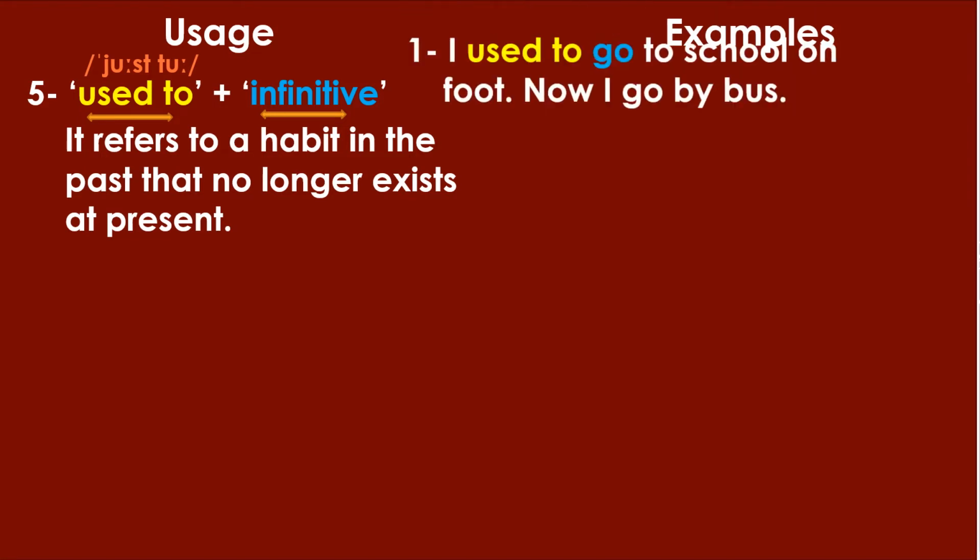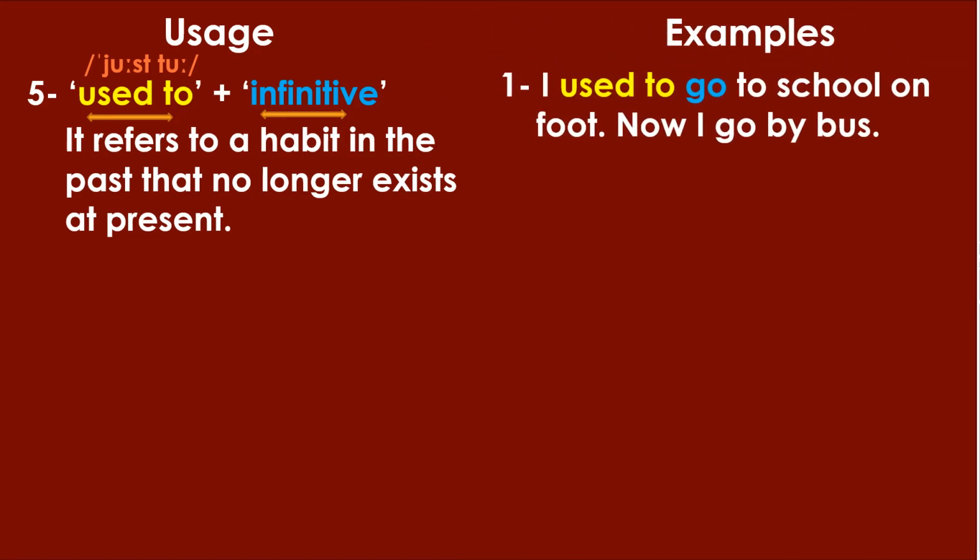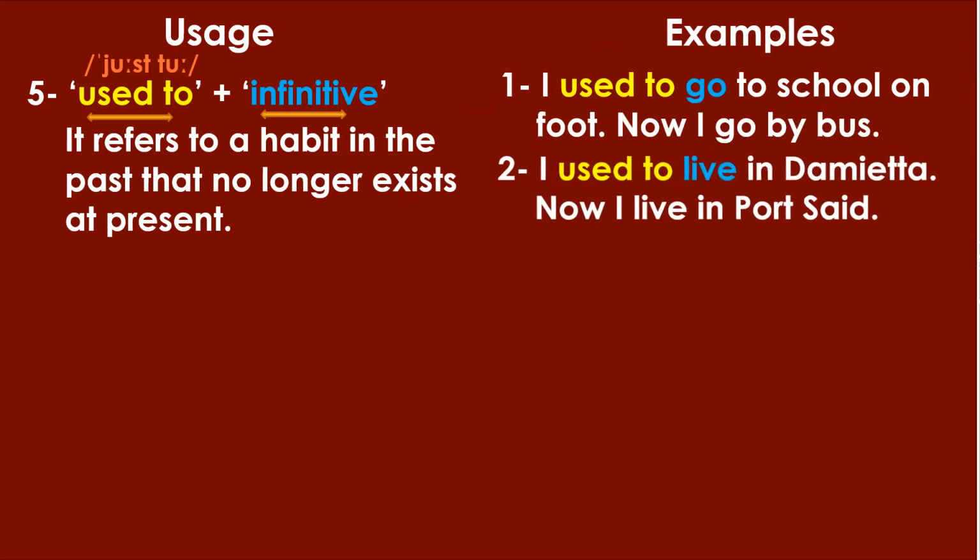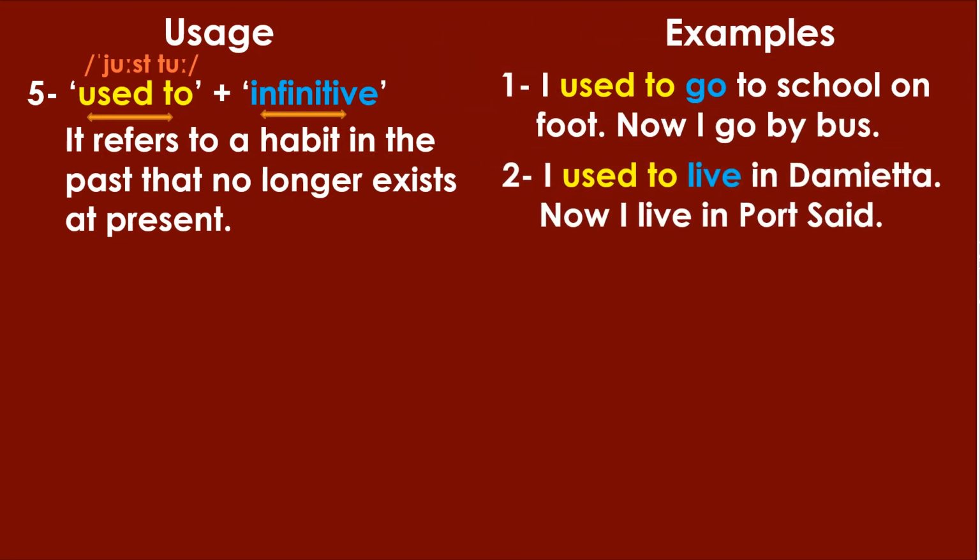For example, I used to go to school on foot, now I go by bus. I used to go, here this is the infinitive. Another example: I used to live in Damietta, now I live in Port Said.